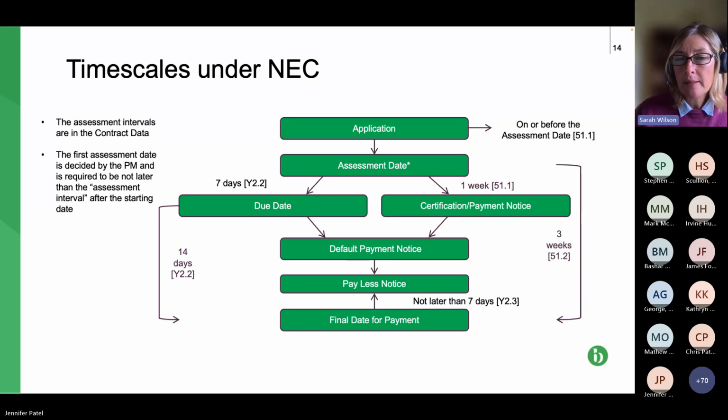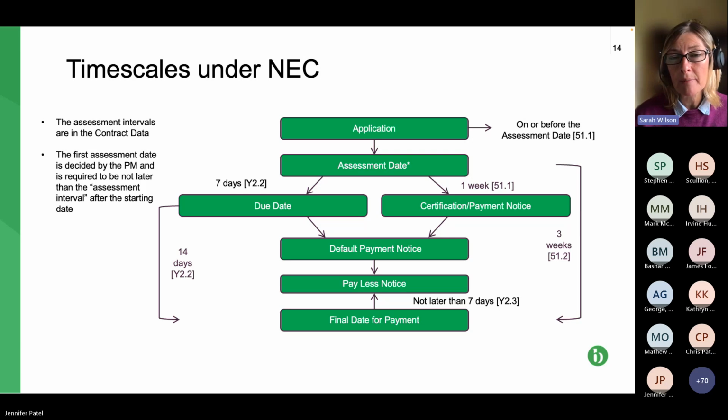So from the final date for payment, we work upwards to work out the pay less notice. It's not later than 7 days for payment. So if, and I'm just doing this for the sake of my maths, the final date for payment happens to be the 27th of the month, the pay less notice has to be served on the 20th or earlier of that month. It can't be the 21st, 22nd, 23rd, etc. So that's the process here.